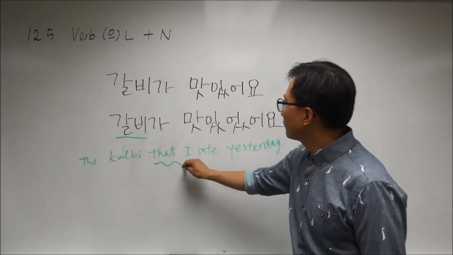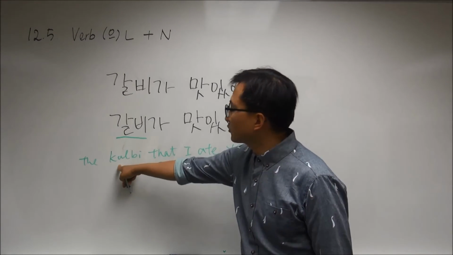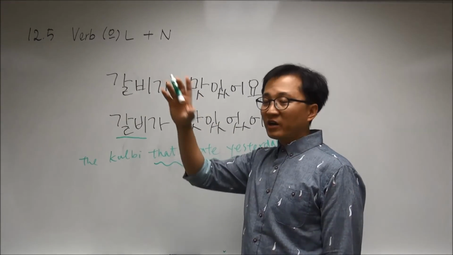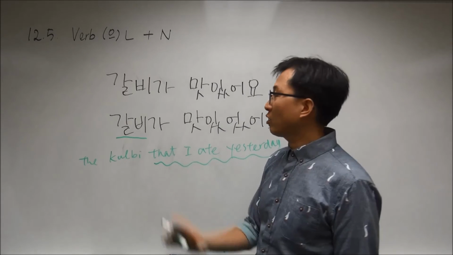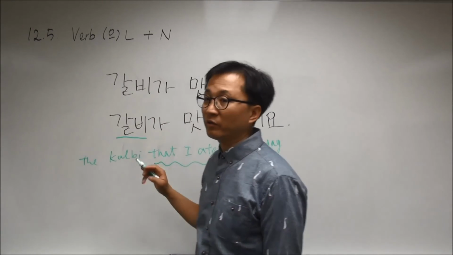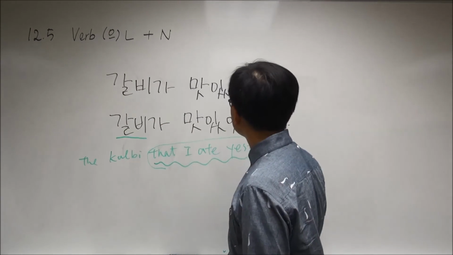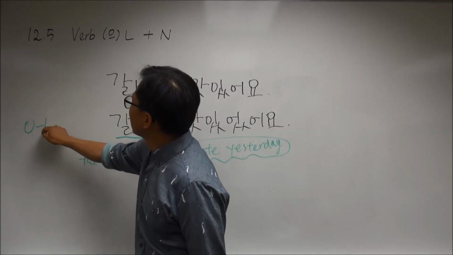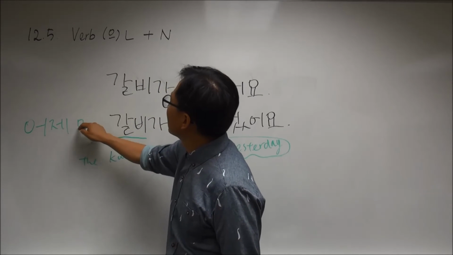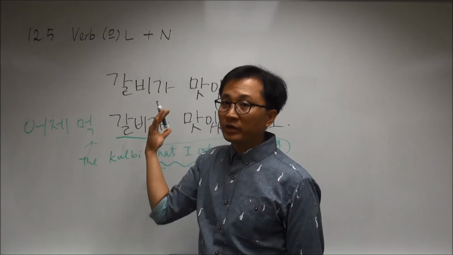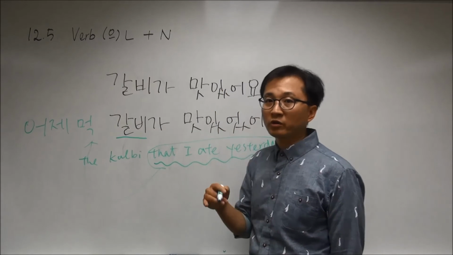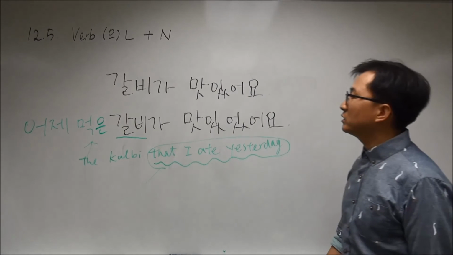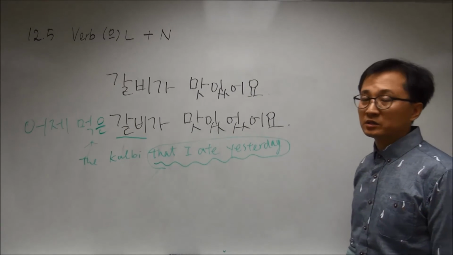In this case, this information is placed after this noun, right? But in Korean sentence, noun modifying part, the describing part, always comes before that noun. So this information should come at this position. 어제, and we already finished eating, and there's no ongoing action. You are not eating 갈비 right now. So you are 어제 먹은 갈비가 맛있었어요.